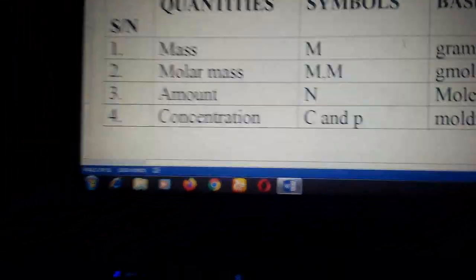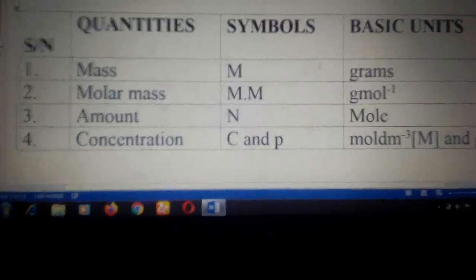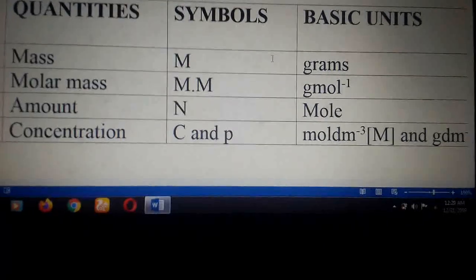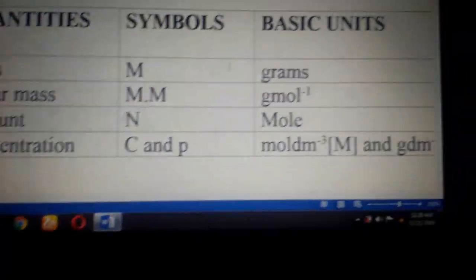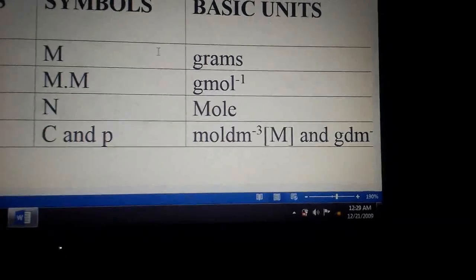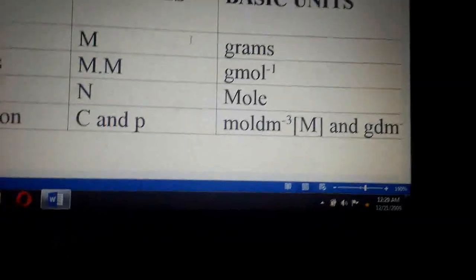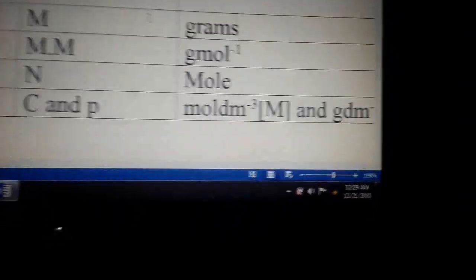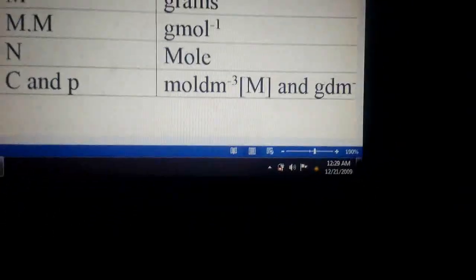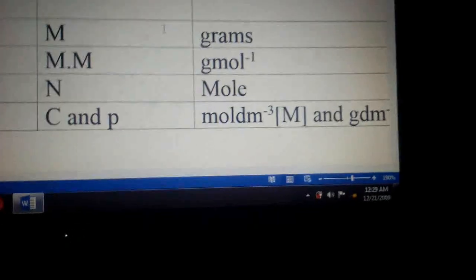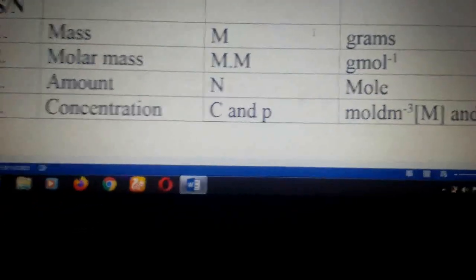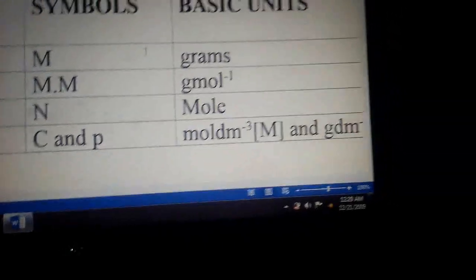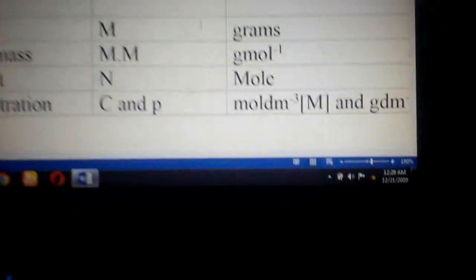Then concentration, which we already defined, can be expressed as symbol C or small p, called rho. The unit of concentration is mole per dm cube, sometimes written as capital M. So when we see capital M, it means mole per dm cube, a molar solution. The other type of concentration, p, is called mass concentration, and its unit is gram per dm cube.